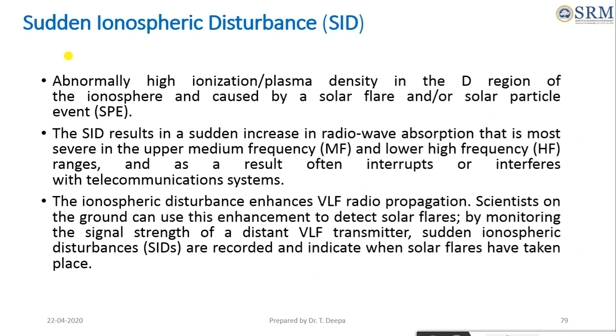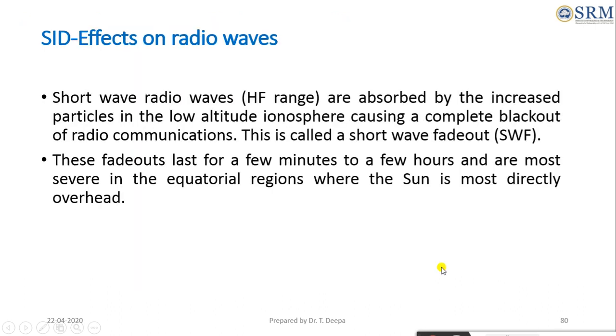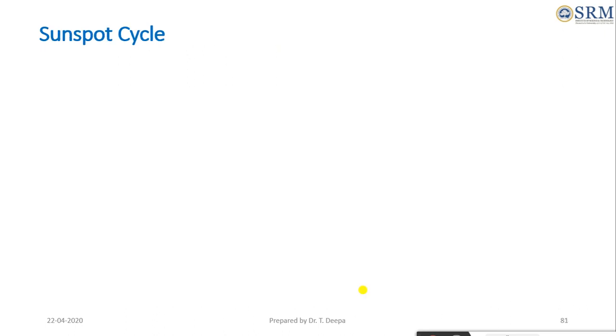Ionospheric storm and SID are recorded by scientists on the ground when solar flares have taken place. These disturbances, SID, cause complete fading, and it is called a Dellinger fade out. This fade out persists for a few minutes to an hour, and it does not occur in the low air density layer, and it is not in the F1 and F2 regions.